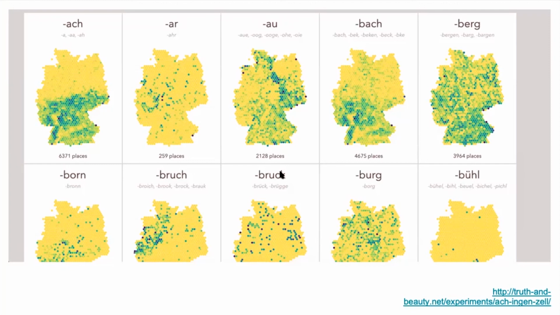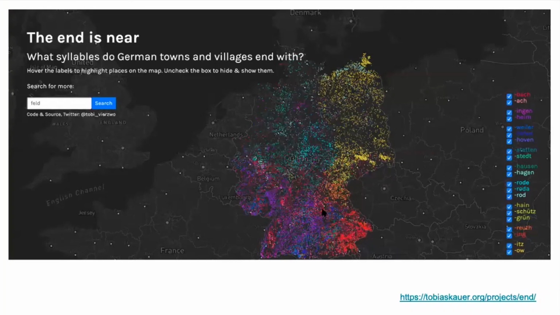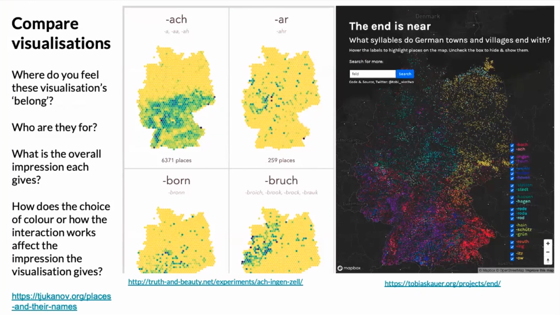And so there's this visualization in the yellow, and then a very different looking visualization here, multicolored on black. I think they're both good designs. They each have their own merits, but where do you think each one belongs? Who are they for? How does the choice of color and how the visualization works affect your impression?